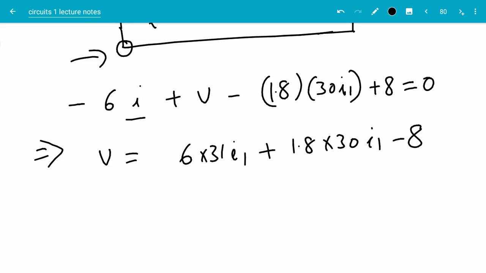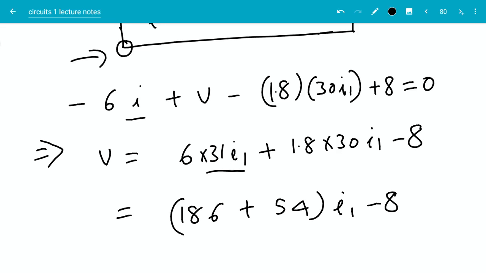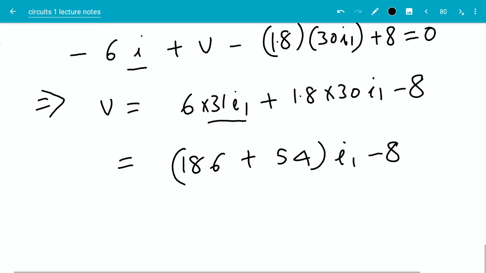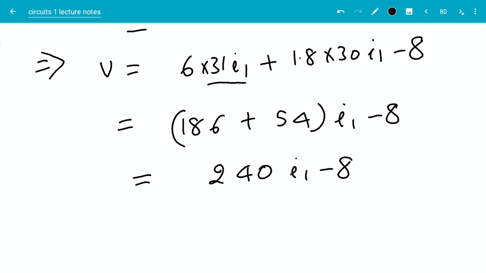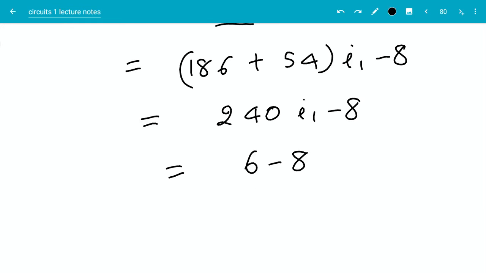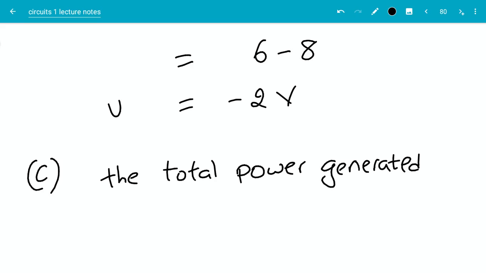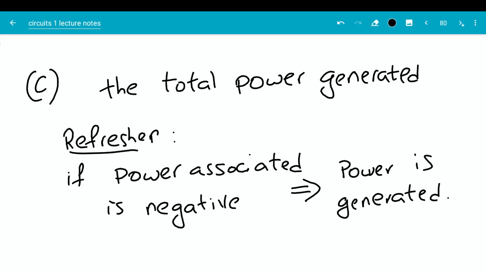Rearranging the terms and substituting I for 31 I1, I get this equation. I factored out I1. After addition, I get this, and then I get this, and this should be equal to negative 2 volts. That should be equal to V. Then they're asking for the total power generated.